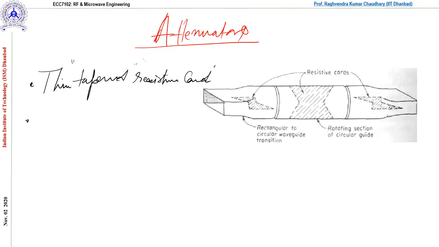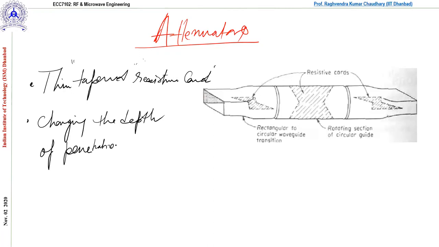So how do you control the attenuation? The attenuation level is controlled by changing the depth of penetration inside the waveguide.